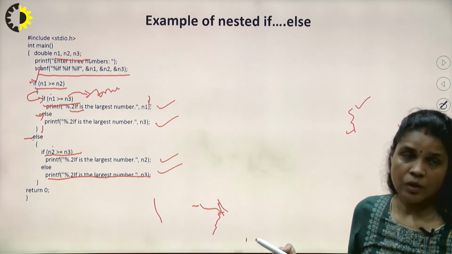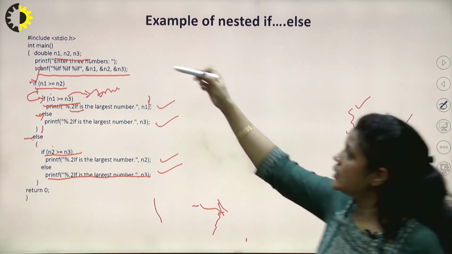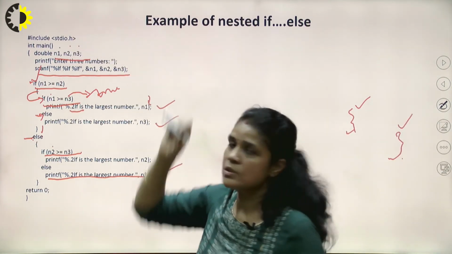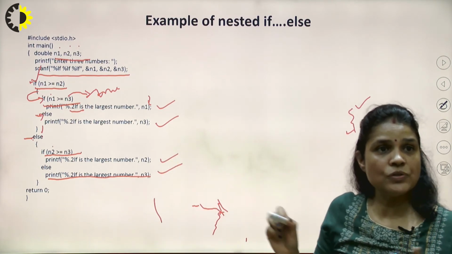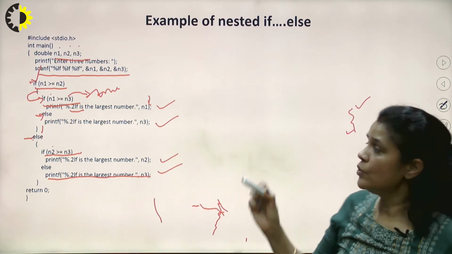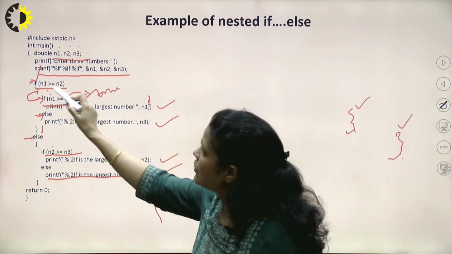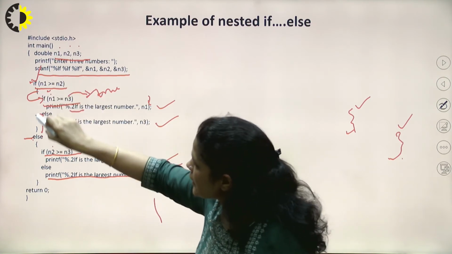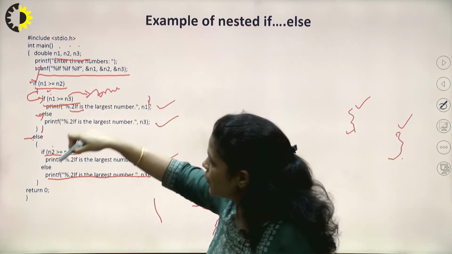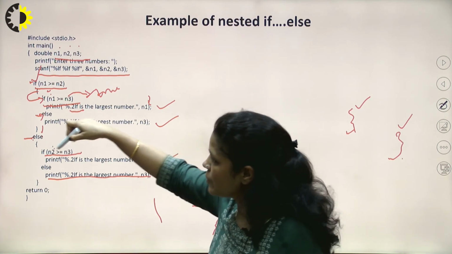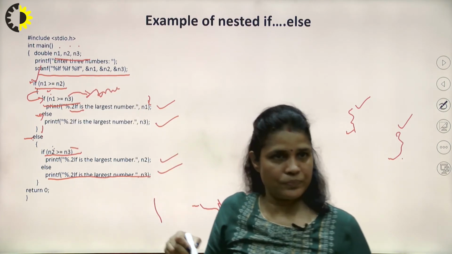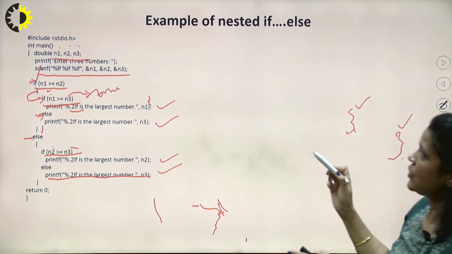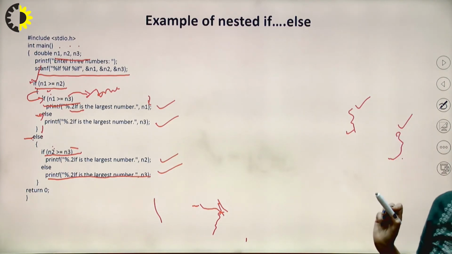Fine? Because we have 3 variables and we need to find which one is the largest number. So we need to check between 2 numbers, and then again inside the if and else both we need to check between another 2 numbers, right? So this way this nested if else statement will work.